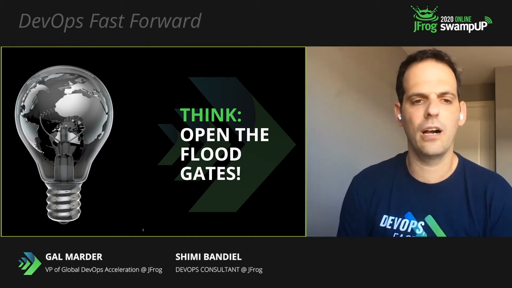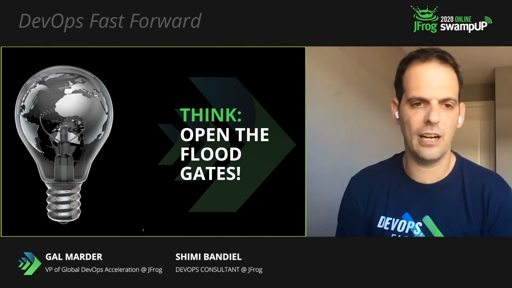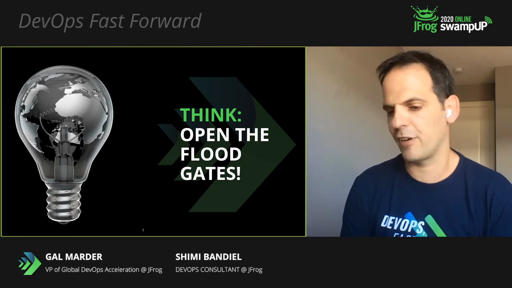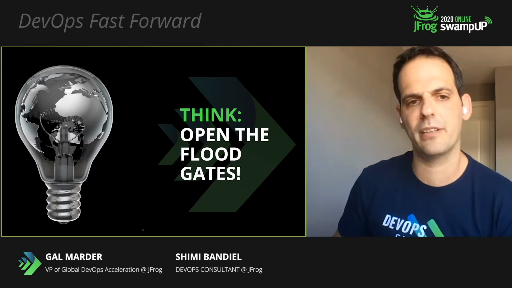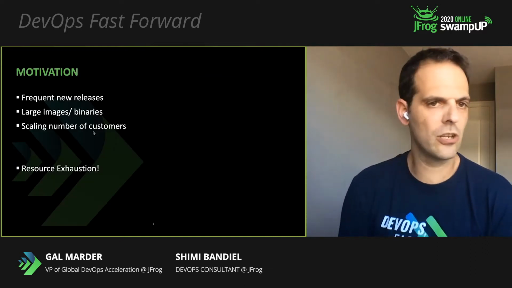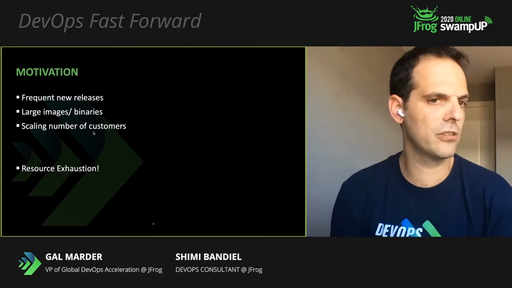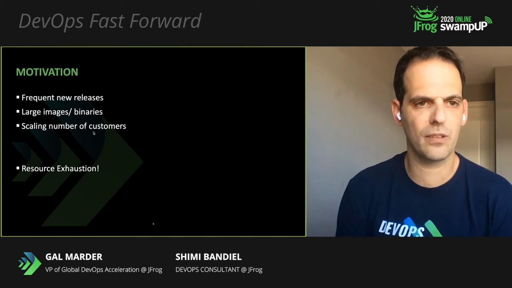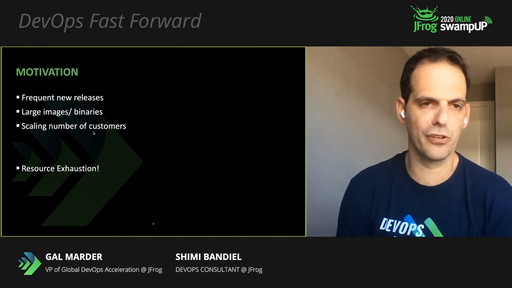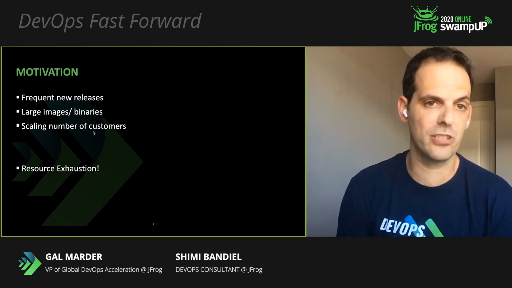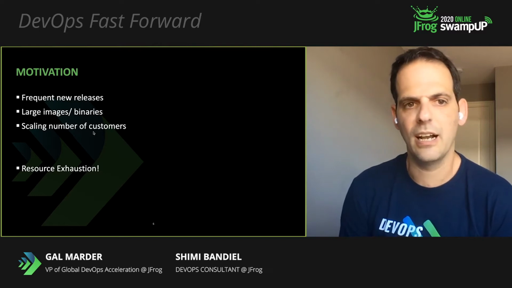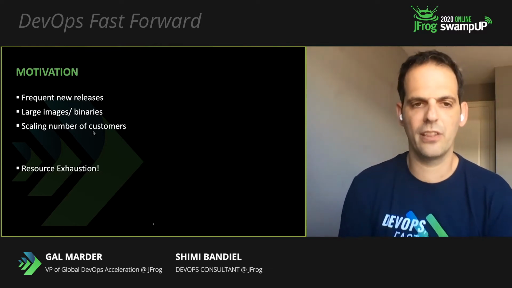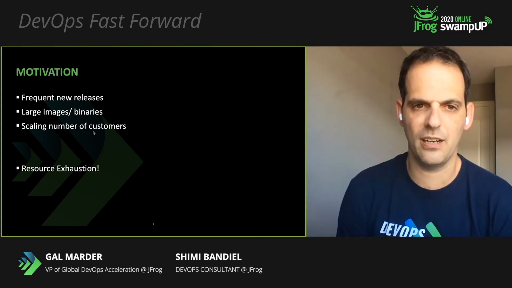So obviously, we can create a large cluster of edges or Artifactories to deal with the load. But as we said, we feel that this type of download burst can actually be handled better. So what's the motivation? The motivation to go with it is frequent new releases. We see those increasing over time. Everyone is releasing more and more frequently. We see large images and binaries, and again, containers is one of these drivers. And we see a scaling number of customers that are consuming these binaries at the same time.